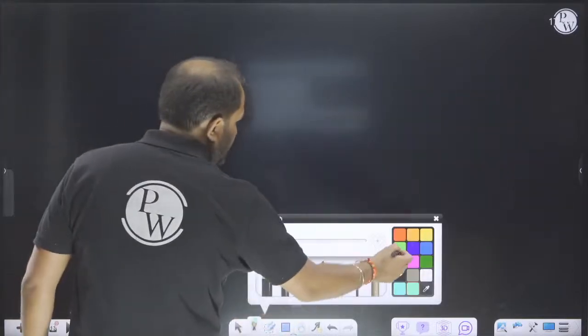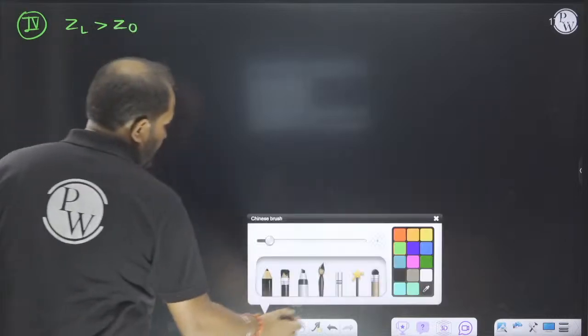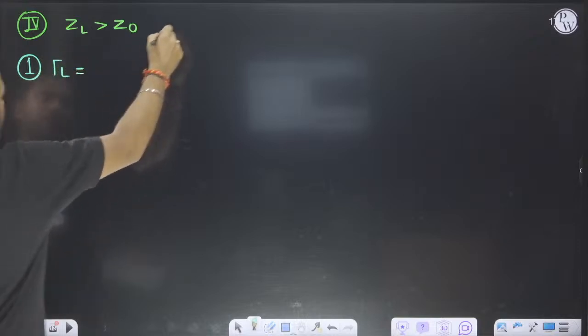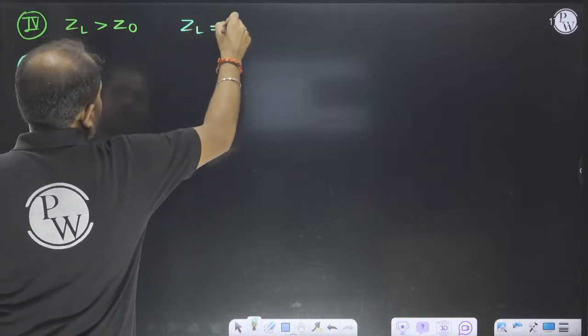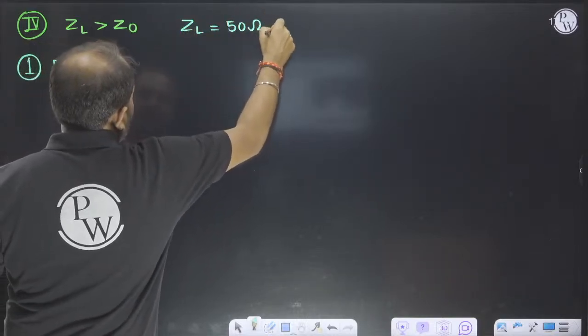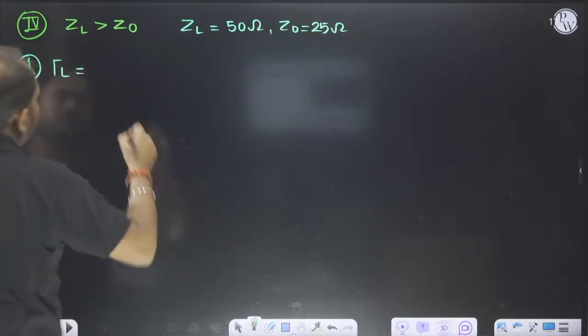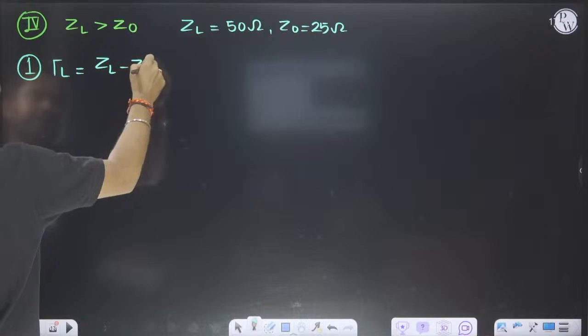Next, the fourth one is ZL greater than Z0. In this case, what will happen? First of all, calculate gamma L. So I will take ZL equal to 50 ohm and Z0 equal to 25 ohm. Then you can understand very easily.